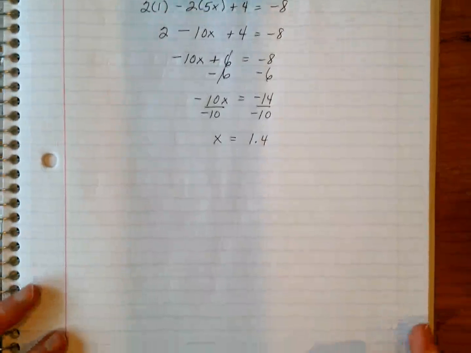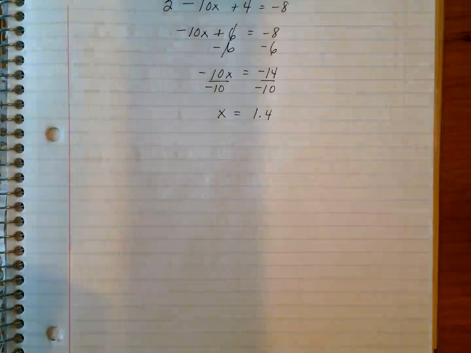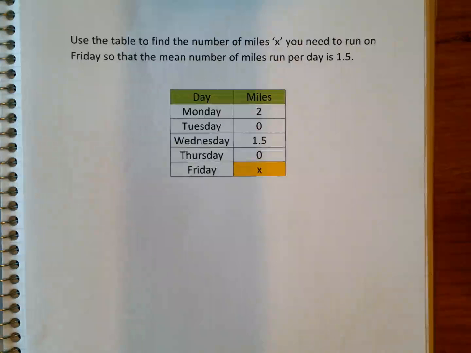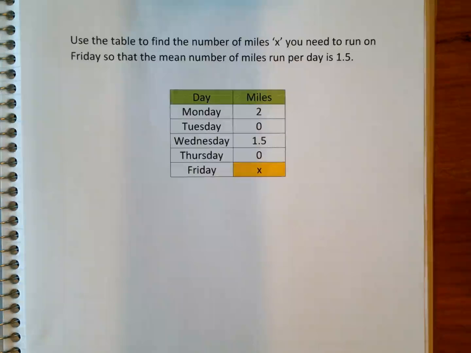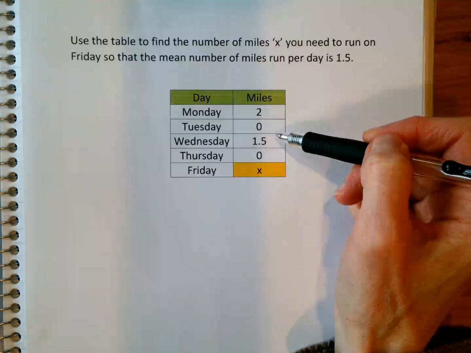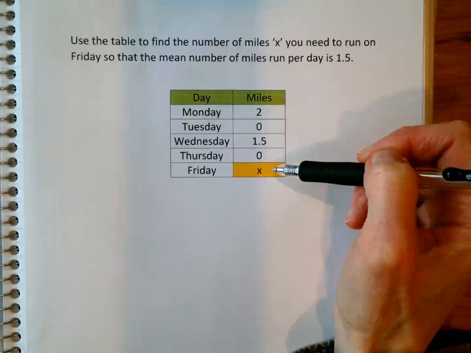Alright, so now we move into some trickier real-life application problems. These I've actually printed off onto this paper here. We're going to use this table to find the number of miles, which are represented here by x, you need to run on Friday so that the mean number of miles run per day is 1.5. You can see in this chart, Monday we ran 2 miles, Tuesday none, Wednesday 1.5 miles, Thursday none. If our goal is to run a mean number of miles that is 1.5 per day, I need to know how many I need to run on Friday.